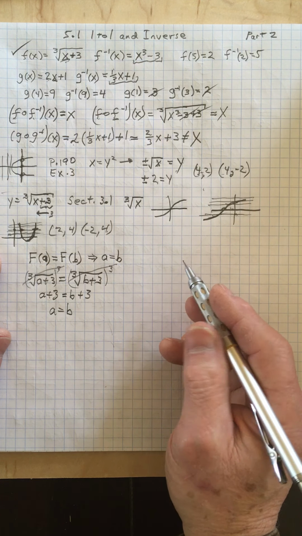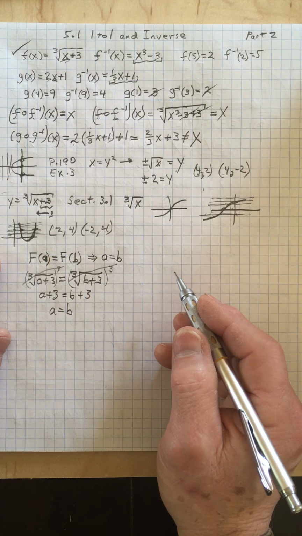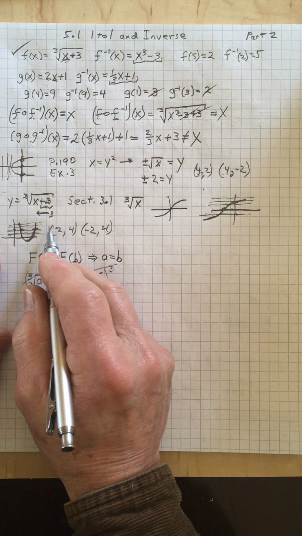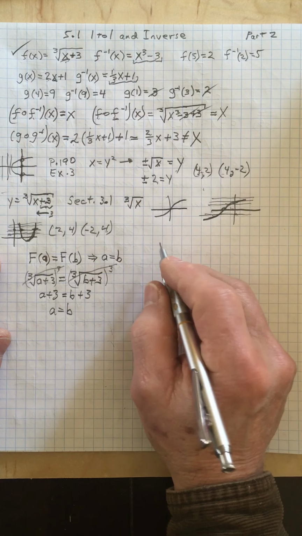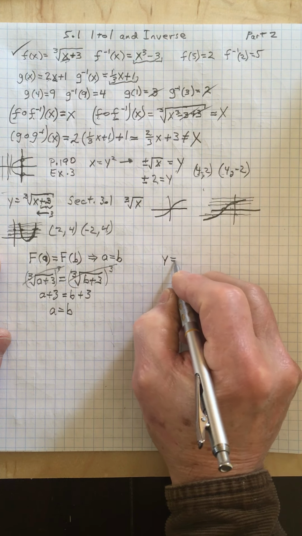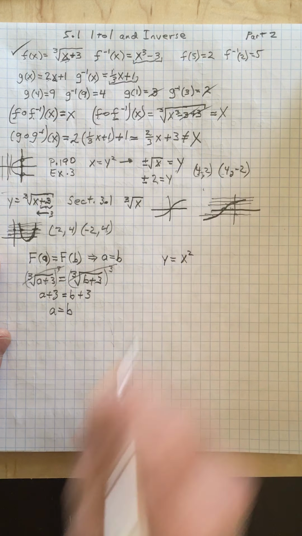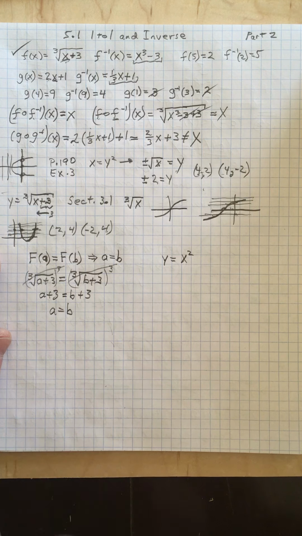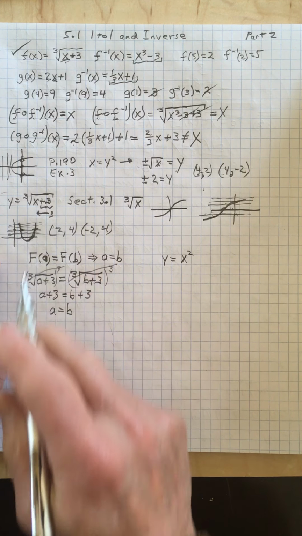Let's see if I have any others we could try. Well, y equals x squared, for example. That's a function, but as we just looked here, it's not 1 to 1 because it fails the horizontal line test.